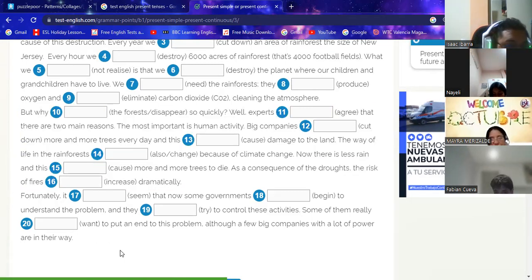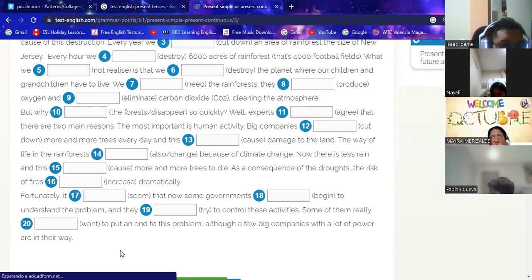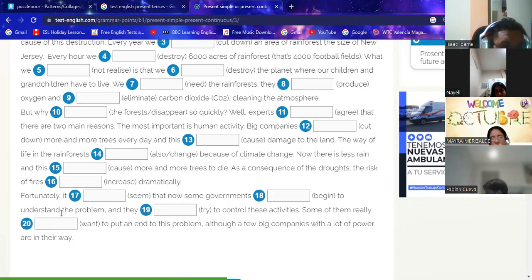Fortunately, it seems that now some governments begin to understand the problem and they try to control these activities. Some of them really want to put an end to this problem, although, aunque, a few big companies with a lot of power are in their way. Interrumpen su camino. Okay? No problem in the last paragraph? Okay, so let's begin.